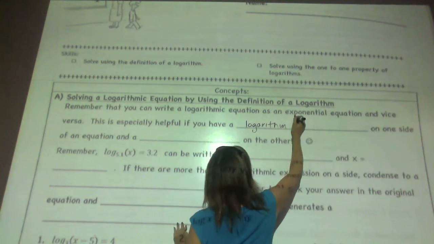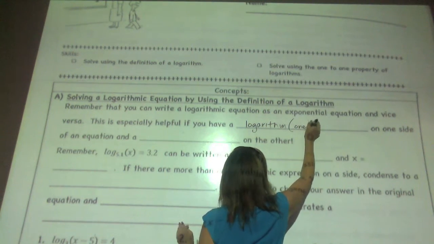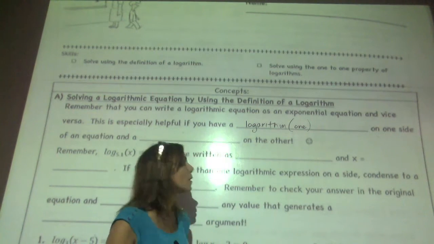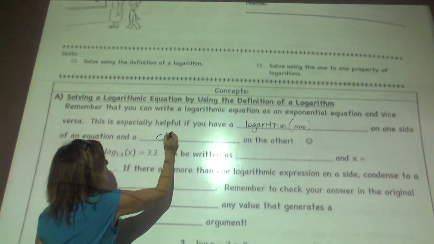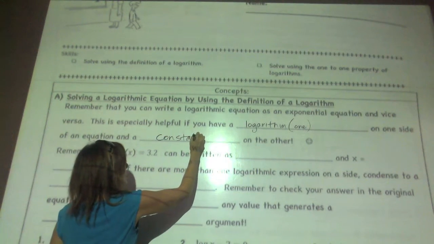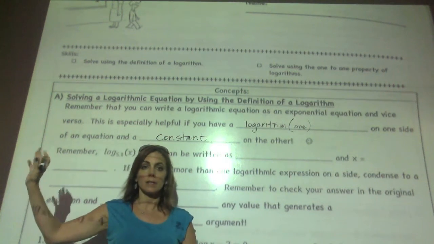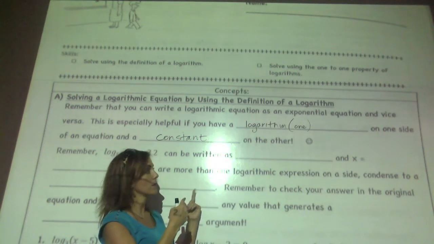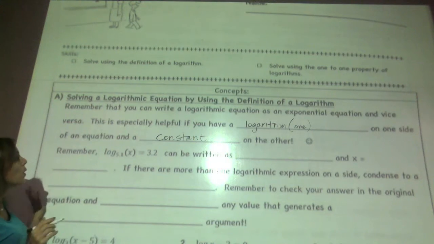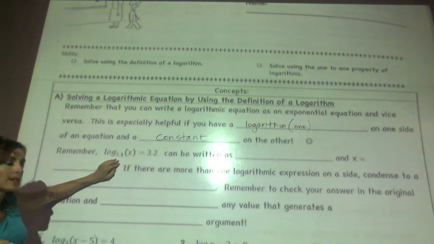So, this is especially helpful to use when you have one logarithm on one side of the equation and a constant on the other. So I've got a logarithm is equal to a constant. This is the technique you want to utilize then.